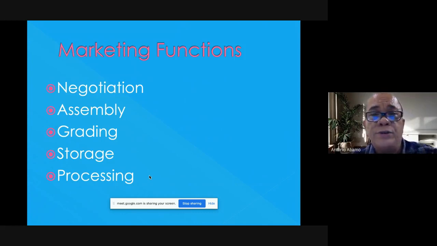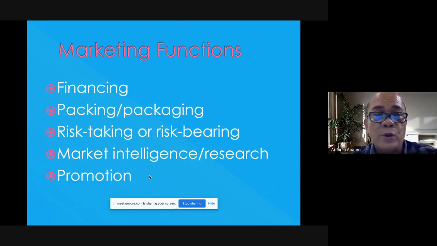What are the various marketing functions? One is negotiation. The other one is assembly. And then grading, storage, and processing. You can also think about financing as a marketing function, packaging or repackaging, or even risk taking or risk bearing, so that as the product transits from one player to another, it also carries with it risk taking. Not only is there transiting of, for example, a physical product, but it also carries with it the associated risk of transport, risk of storage, etc.